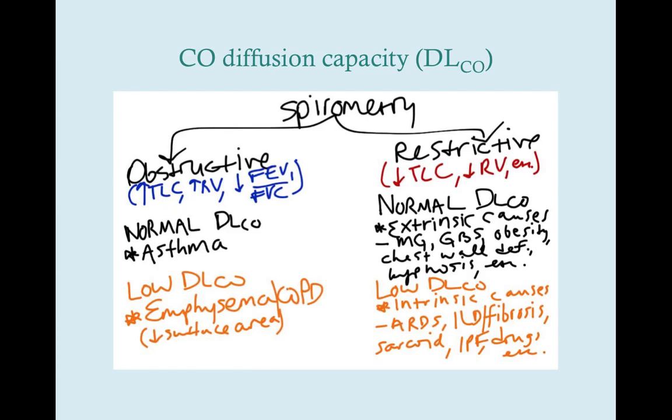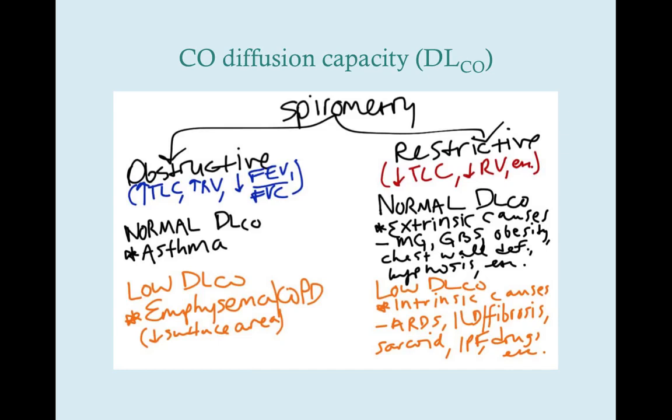Everything else with the restrictive diseases, you should have a low DLCO, because remember what the restrictive diseases are. They're like fibrosis, sarcoidosis, anything that diseases the tissue. Most of the restrictive diseases are diseases of the tissue. So most restrictive diseases will have a low DLCO, but the ones that don't, they're extrinsic causes. So either neuromuscular, obesity.